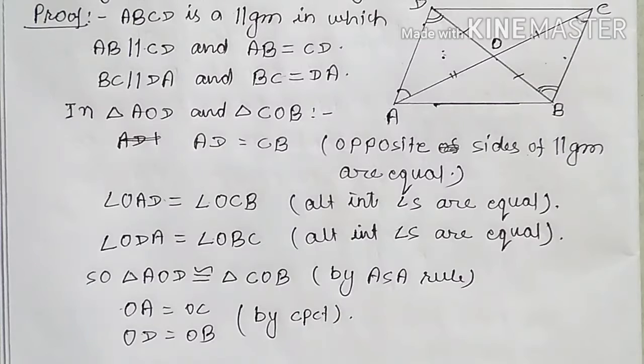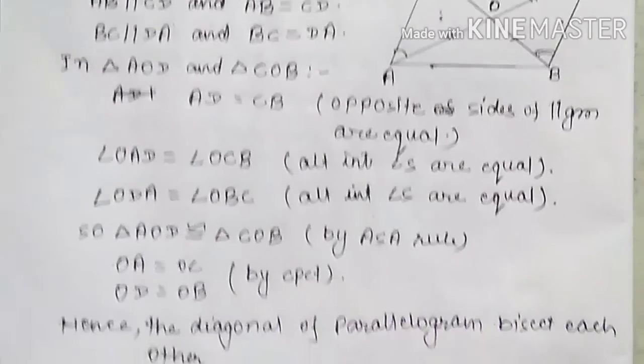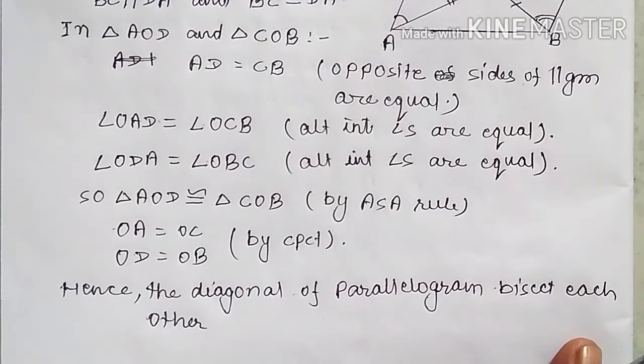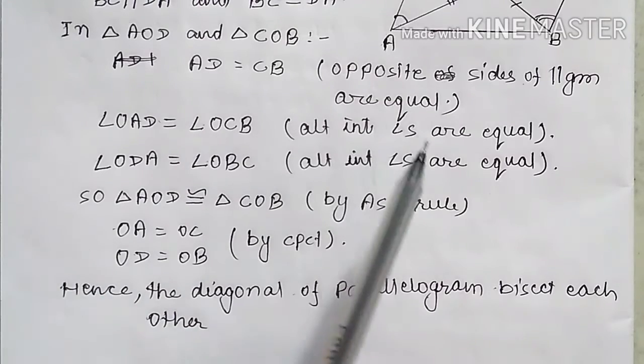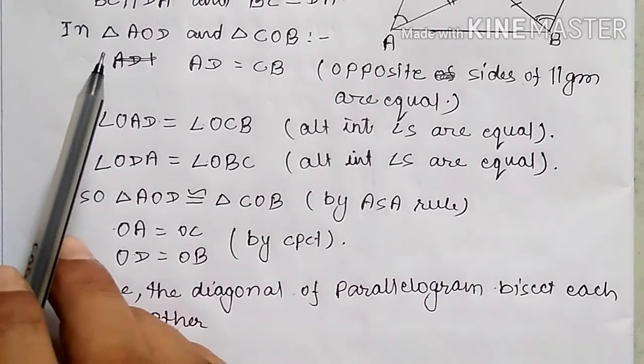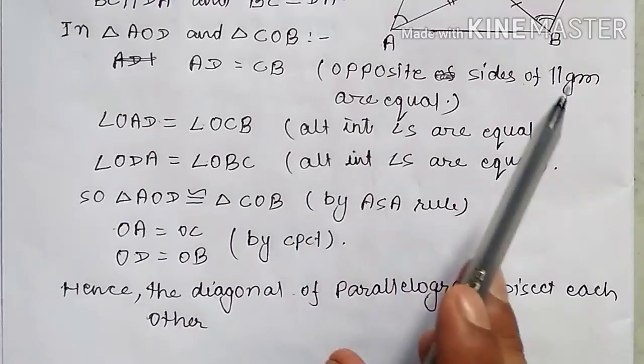So we can say here, hence the diagonals of a parallelogram bisect each other. The reverse of the property number 4 is also true. Property number 4 is that the diagonals of a parallelogram bisect each other.